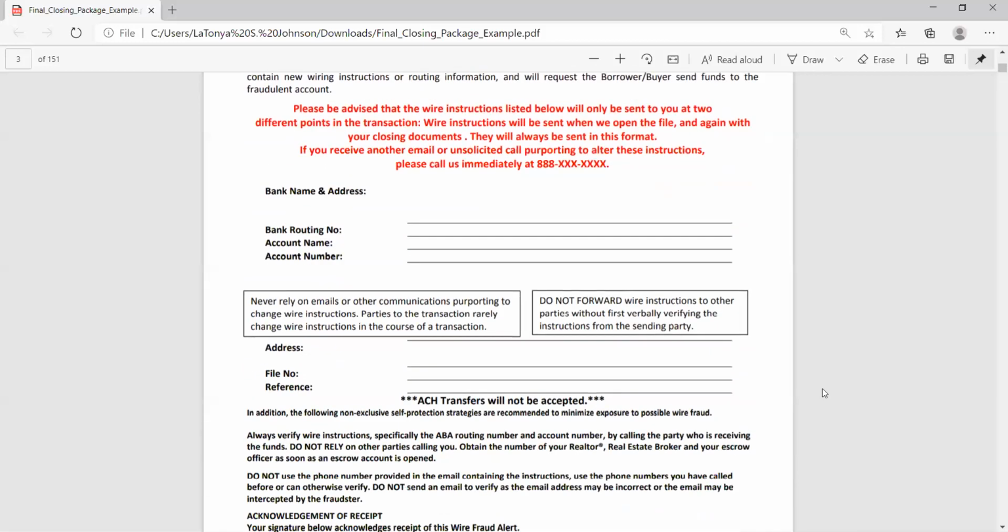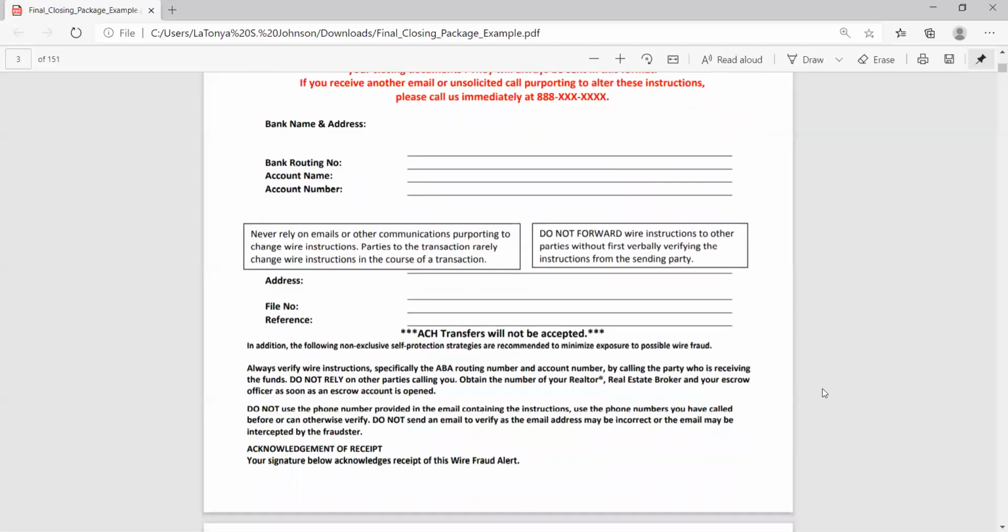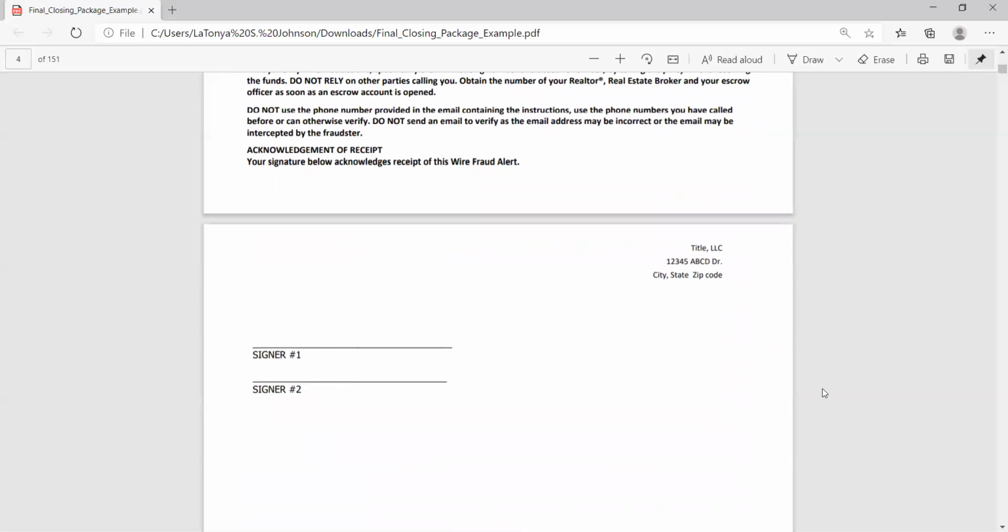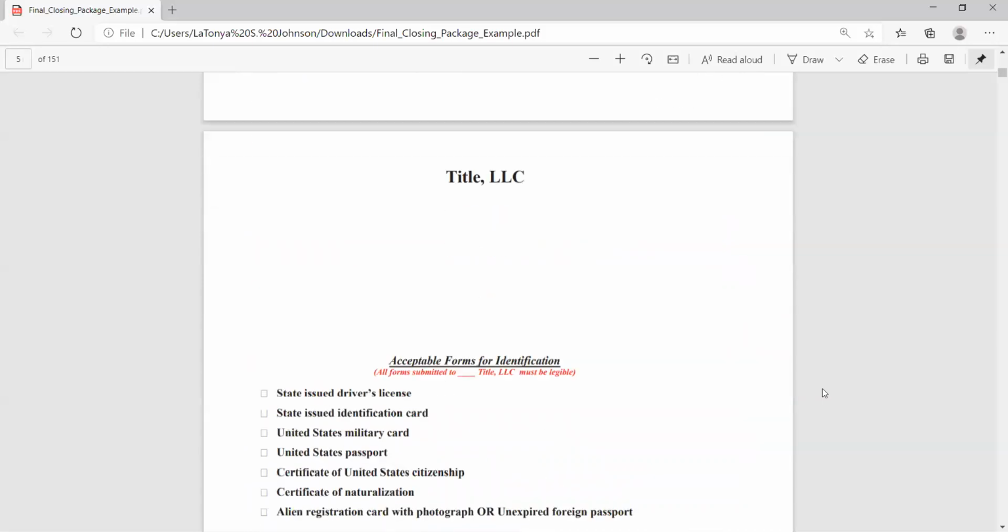This is a part of the wiring instructions that you'll have to fill out regarding your bank account, your routing number, and any reference numbers that they gave you. They also talk about fraud in there. And then this is where your client signs, signer 1 and signer 2, that they understand that information.